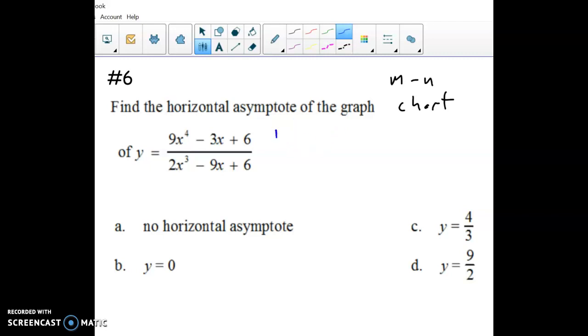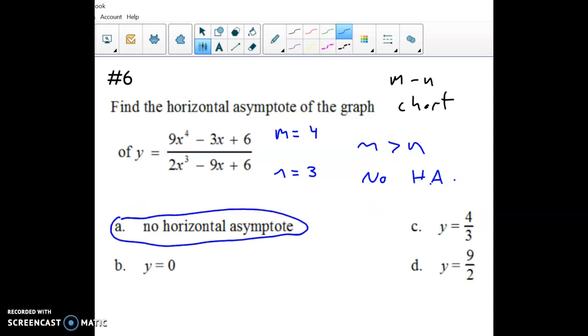Okay, so M and N are your highest exponents. So we have M is 4 and N is 3. So that means M is greater than N. And so if you look at that note sheet, when M is greater than N like this, there is no horizontal asymptote. So you can just look back at the chart and look it up, figure it out that way. And if you want to review the rest of the chart, I encourage you to find it on Schoology.